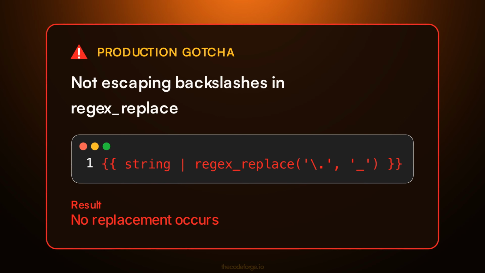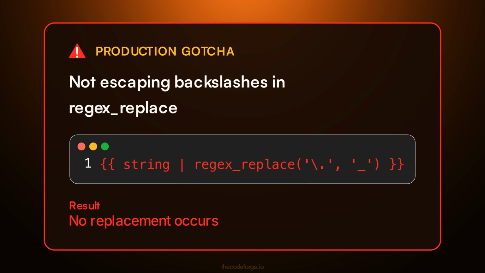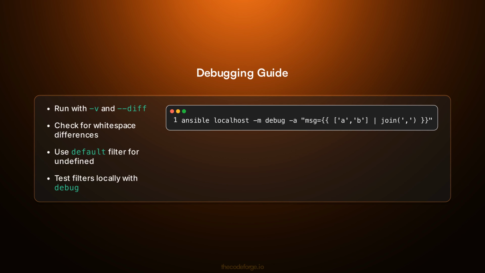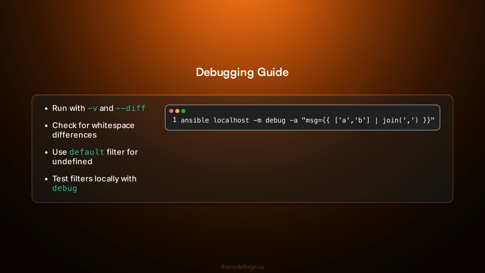In YAML, backslashes must be escaped. The correct syntax is regex_replace('\\'). Double backslash to represent a single literal backslash. Without it, the pattern is interpreted incorrectly and no replacement happens. To debug template issues, run your playbook with -v and --diff to see exact changes. For undefined variables, add default('fallback', true). Test filter syntax locally using ansible localhost -m debug.